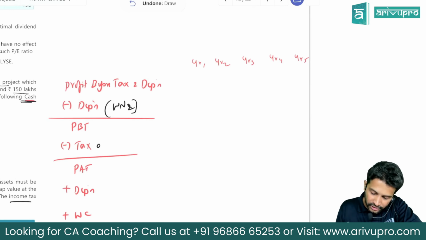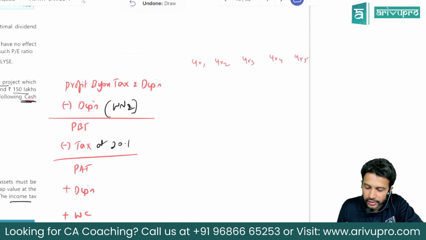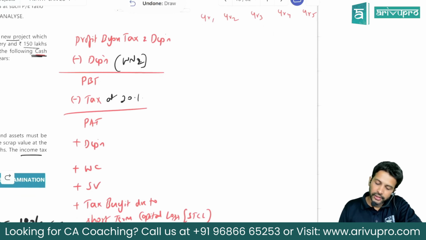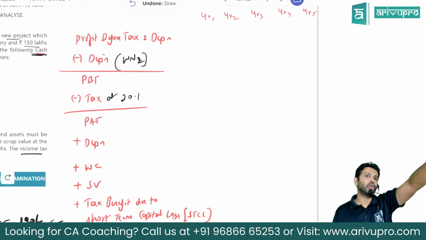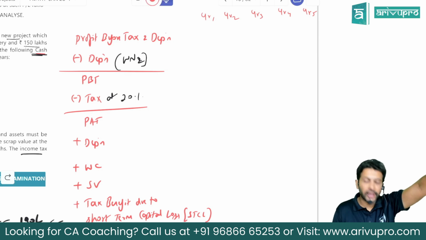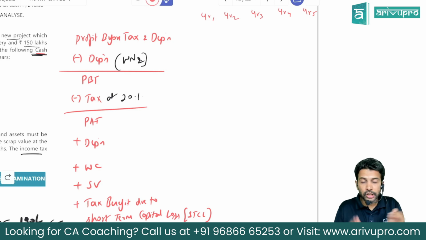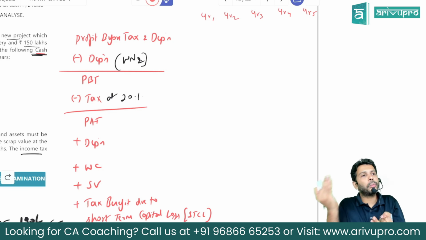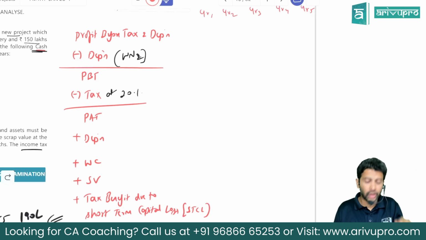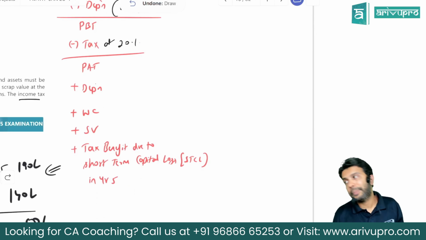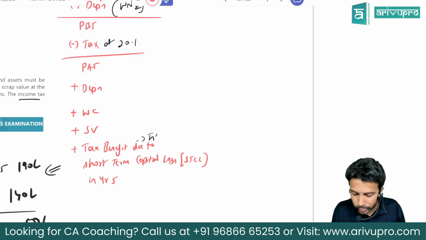Profit before tax. Then reduce tax at normal rate. What is the normal tax rate? 20%. Then you will get profit after tax. Then add back depreciation. Then your 4 adjustments, if I told you, you should not forget. One is the working capital, another one salvage value, another one opportunity cost. That opportunity cost could be an inflow or it could be an outflow, and additional cash flow item. Here additional cash flow is for the tax benefit on short term capital loss.